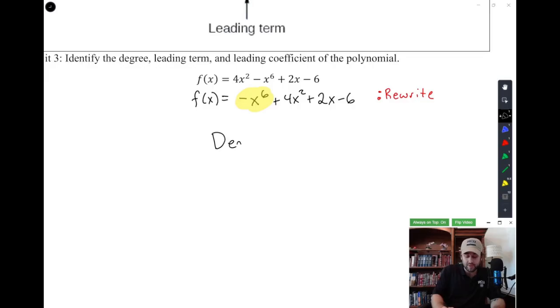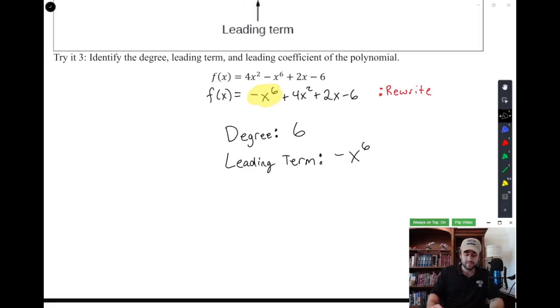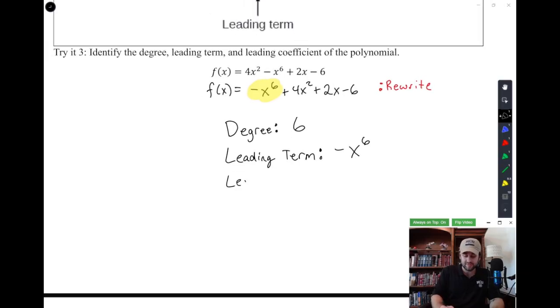What's my degree of this polynomial? That just means the highest exponent. So you have 6. What's the leading term? That just means the whole highlighted term, including the coefficient, the sign, the variable, and the power. And so that's just going to be negative x to the 6th power. Degree, leading term. And then what's my leading coefficient? It's a little bit tricky because it's a little invisible, but it's just that -1 that's out front.